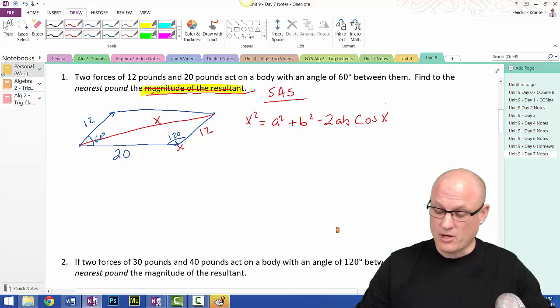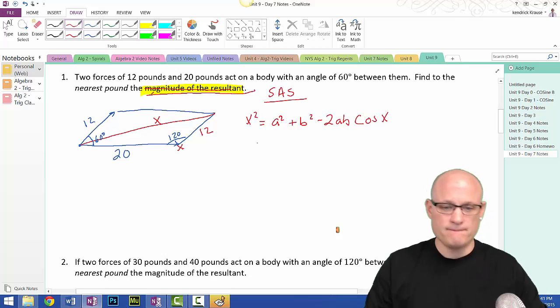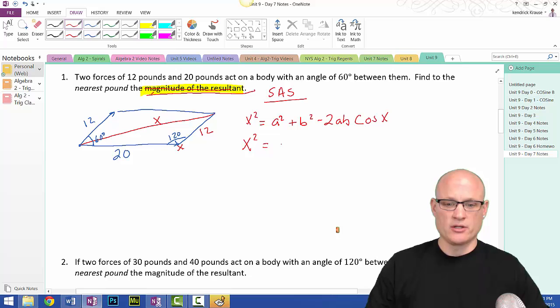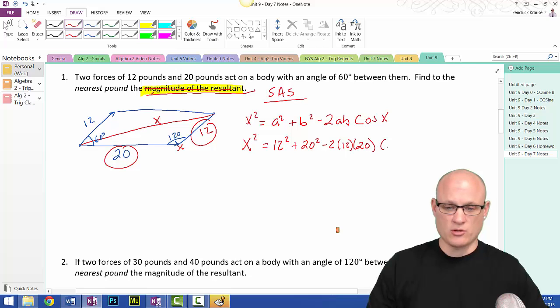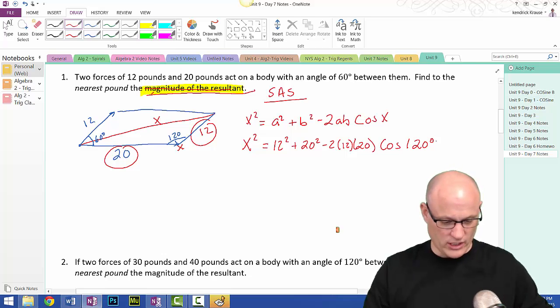All right. Just type this in. X squared equals A squared, which is this 12, so 12 squared, plus B squared, which is this 20 squared, minus 2 times 12 times 20 times the cosine of 120 degrees. Well, this is great. Everything's on the right side, which makes my life really easy.